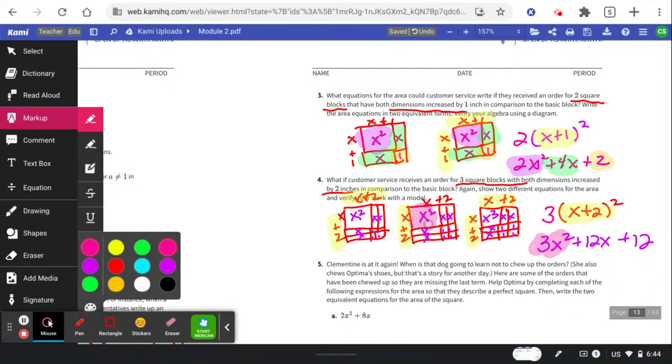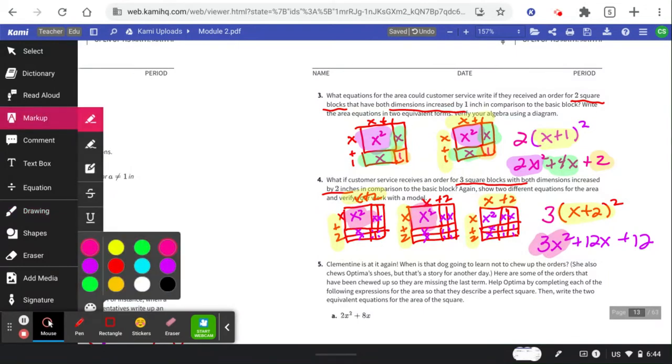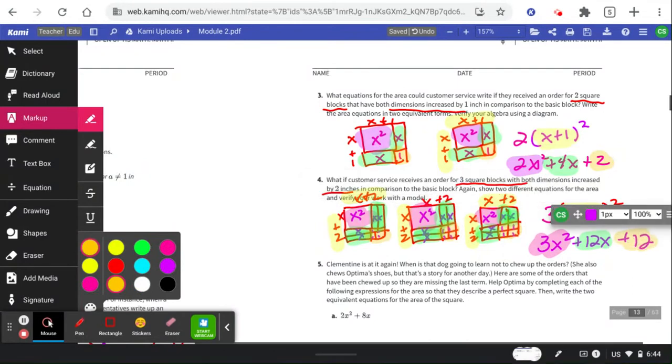These guys show up right here. I just noticed that I made an x cubed there. Is it supposed to say x squared? Sorry about that. And then there's 12 x's. And 12 constants.